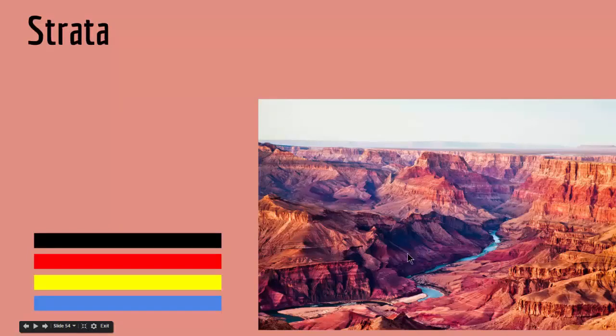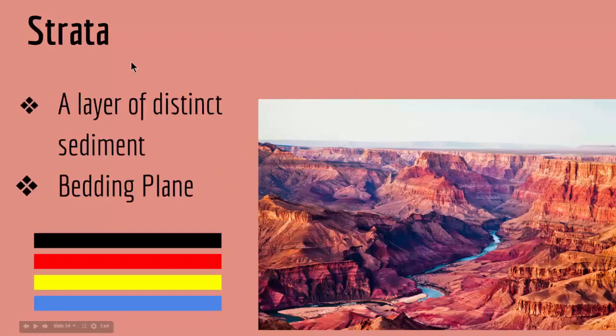So let's look at the first one, strata. What is a strata? Well, a strata is a layer of distinct sediment. When you have a distinct sediment and it gets deposited, it creates a strata. So this is an image of Grand Canyon. You can see many stratas. You can see a strata right here, a strata right there, a strata right there. You have all kinds of different stratas that were deposited in here.